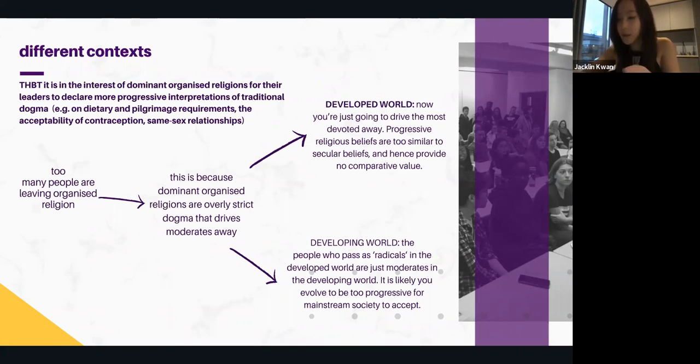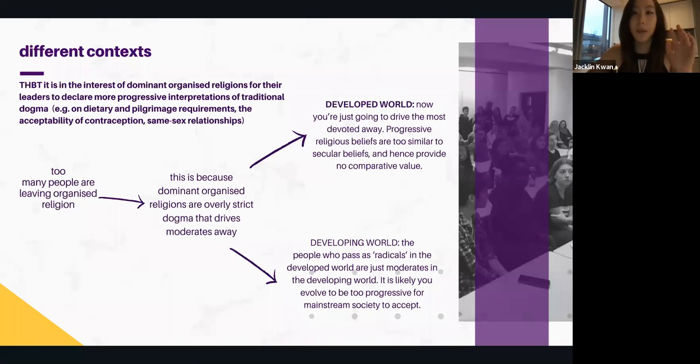So that's the developed world. Not the developing world, right? You can say, look, what passes as really radical in Europe or in the West actually is characterized as pretty moderate in a lot of parts of the developing world. And so it's likely that if you accept all of these liberalisms in religion, this just becomes way too progressive for even mainstream society to accept. And you're just going to drive loads of moderates away because they're put off. That's way too different from their social political beliefs. And then, yeah, so you seem really comprehensive, and there's no way you can be outframed if you look at different contexts.